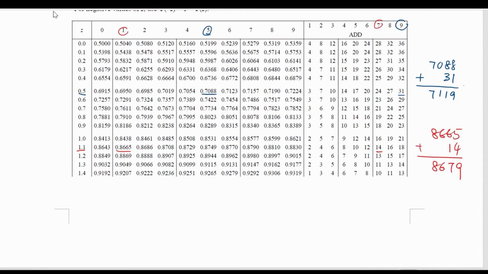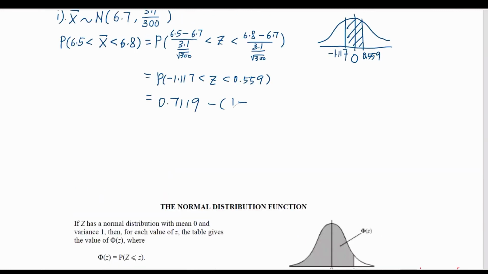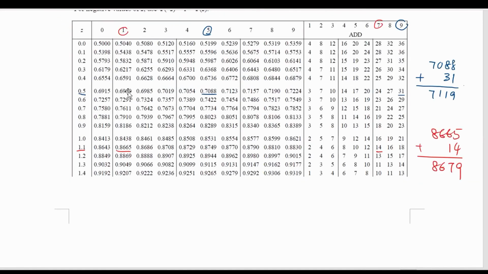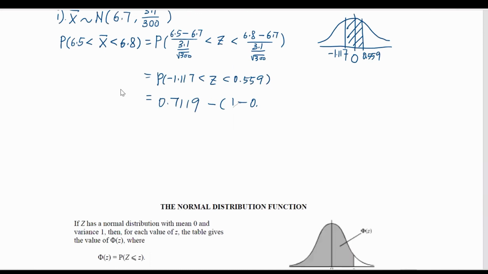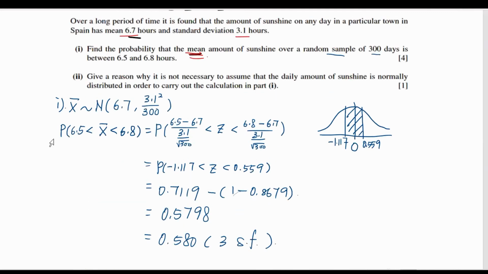So 0.8679, right? Which means we're going to get 0.8679. All right, so that is how you find out the probability. Press the calculator, the answer is 0.5798. Rounded off to 3 significant figures, 0.580. Okay, so that is how we find the probability for part 1.